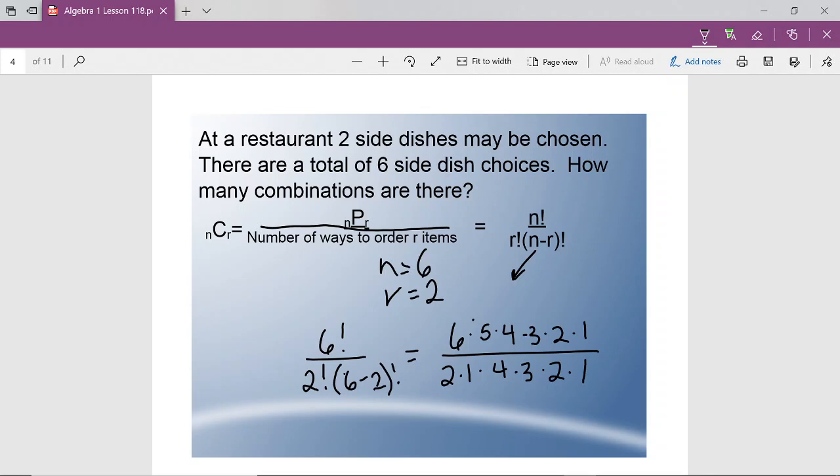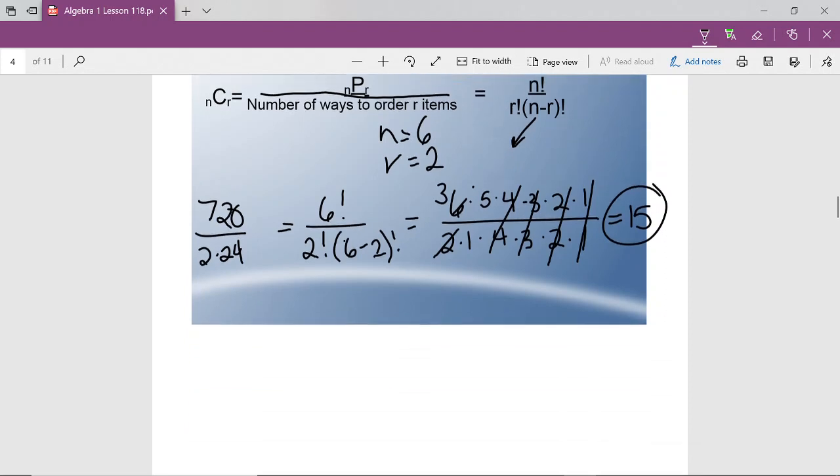I'd very much recommend actually writing this out when you're first doing it so that you can see how much you can simplify here. I can simplify all of these 4 factorial, and then I can also simplify the 2 and the 6, meaning that I just have 3 times 5, which is 15. If you worked this out beforehand and actually multiplied it all out, you get 720 over 2 times 24. Ends up being the exact same. It still gives you 15 different choices for how these side dishes can be chosen. 15 different combinations where order doesn't matter.